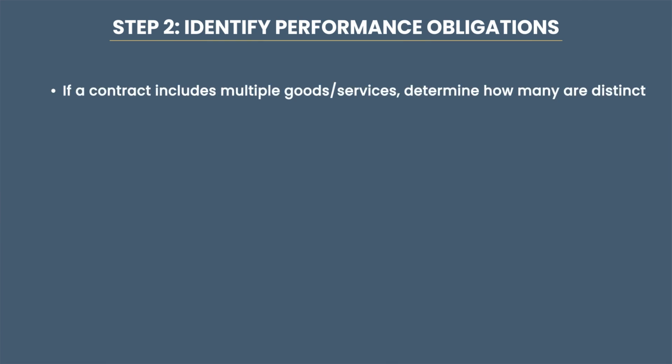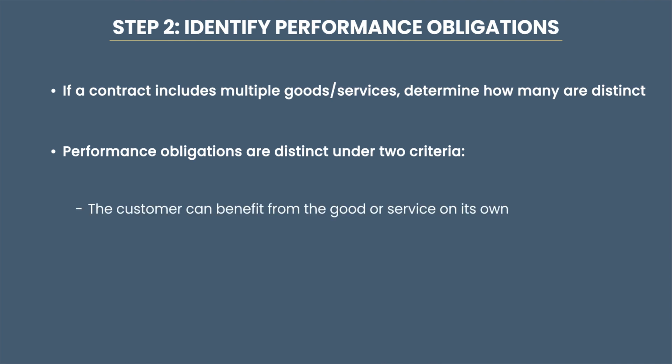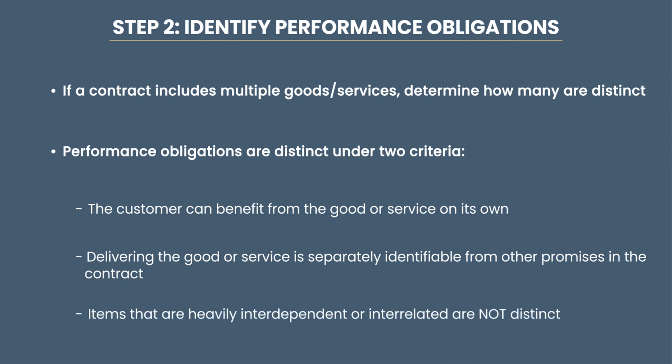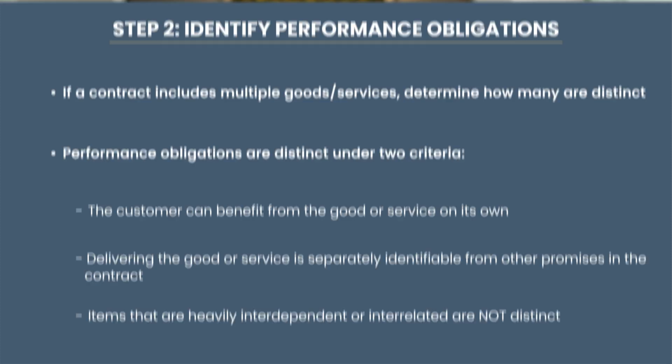Let's review step 2, to identify performance obligations. If a contract includes multiple goods or services, we must identify how many of those are distinct. Performance obligations are distinct under 2 different criteria. First, the customer can benefit from the good or service on its own. And secondly, the good or service is separately identifiable from other promises in the contract. Just because 2 items are heavily dependent on one another does not necessarily mean they're not distinct. Let's go through an example of this.